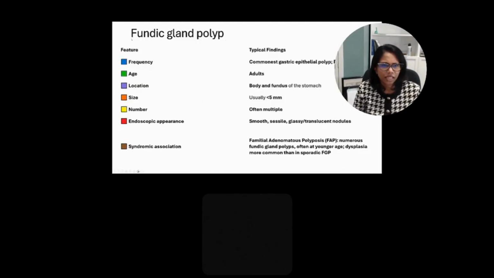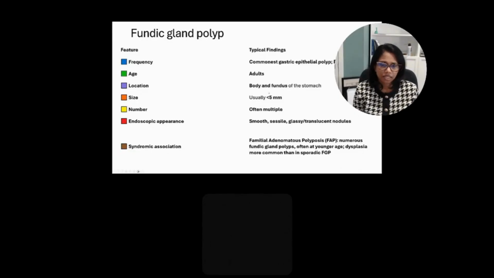And the first, and I suppose the commonest polyp that we see in our practice, would be a fundic gland polyp. It's associated with PPI use. It's usually in the adult population because of this, because you don't want children to be taking PPIs, I suppose. And it's usually in the body and fundus of the stomach.